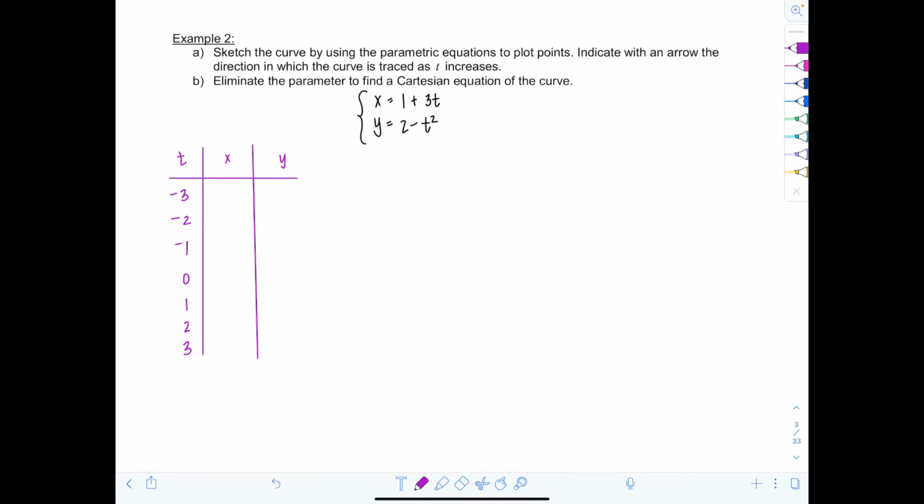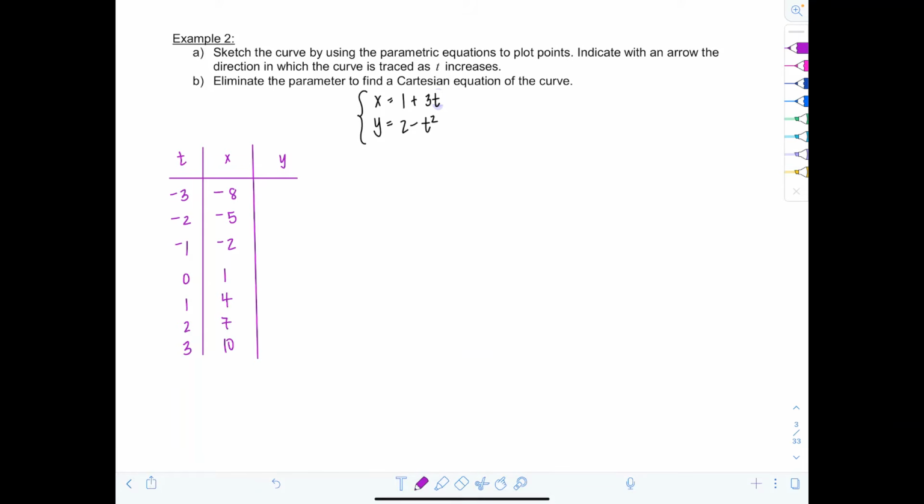So let's see, if t is negative 3, remember I'm substituting that into the equation right here, x equals 1 plus 3t. So I'd have 1 plus 3 times negative 3, so that's going to be negative 8. If t is negative 2, x is going to be, let's see, 1 plus 3 times negative 2, so that'll be negative 5. And then I notice that equation's linear, right? So all of these values just go up by 3. So I can just keep adding 3, call it a day.